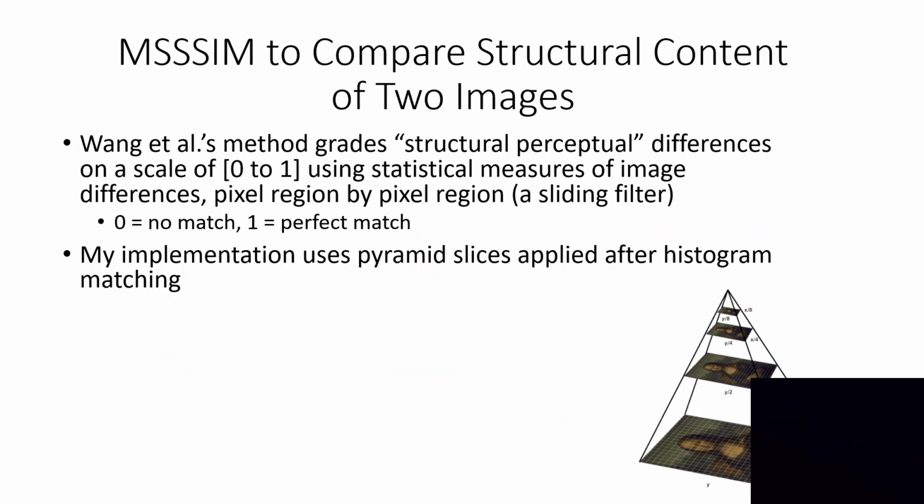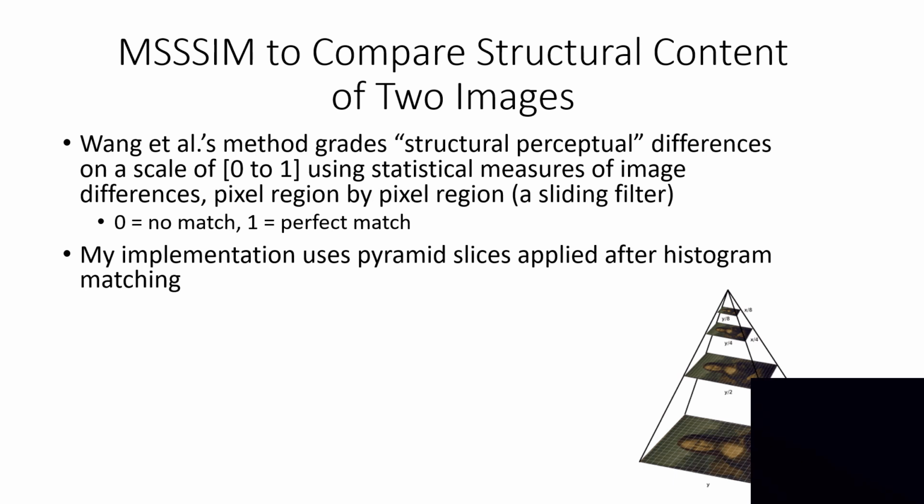There's a quantitative technique by Wang called MS-SSIM for short. It compares the structural content of two images. Perceptual structural difference, in that it looks for differences in the way a human would probably perceive these two images. It grades every pixel in one image compared to the other image on a scale of 0 to 1 on how much that pixel resembles the pixel in the other image.